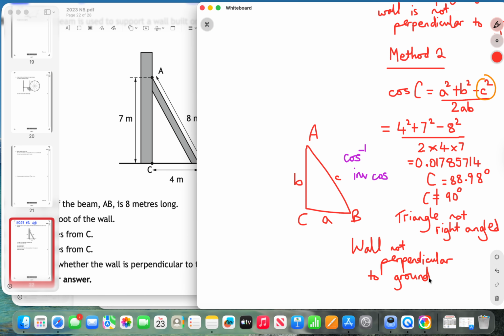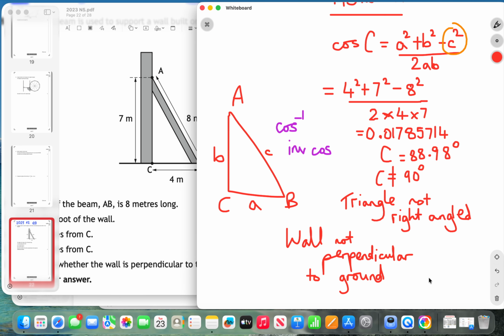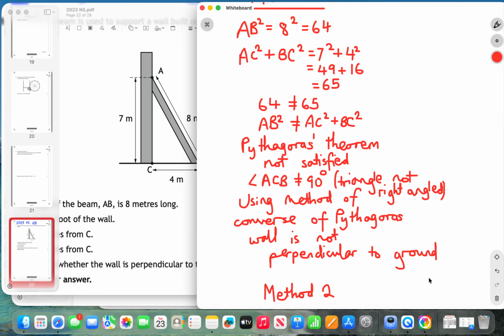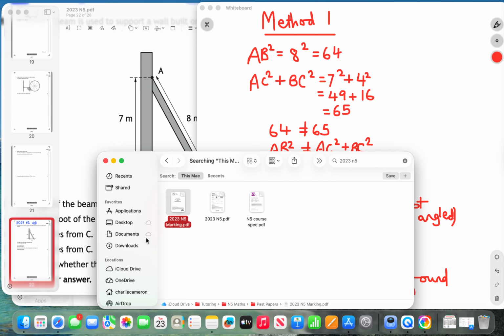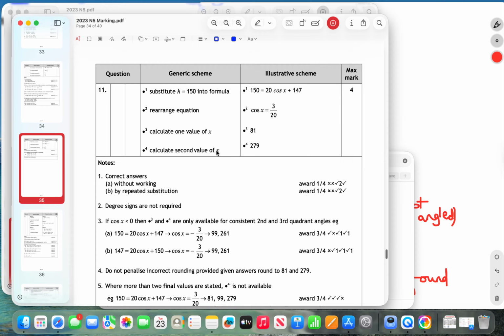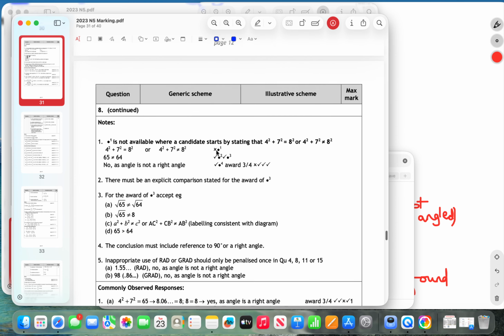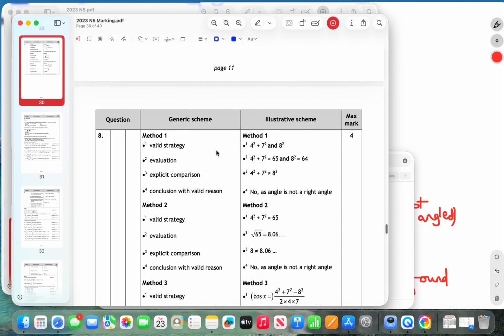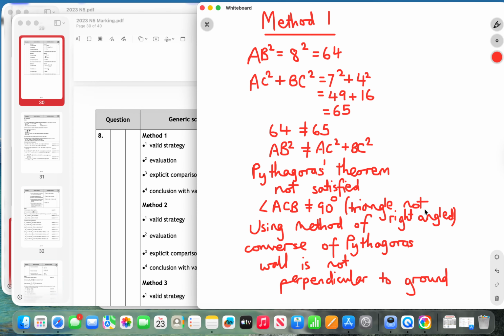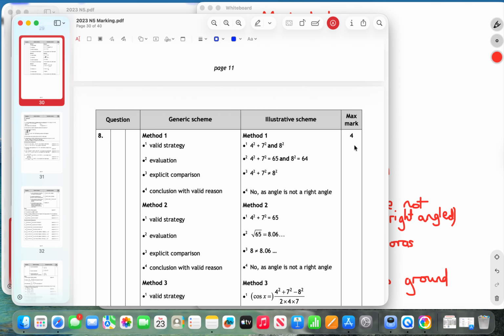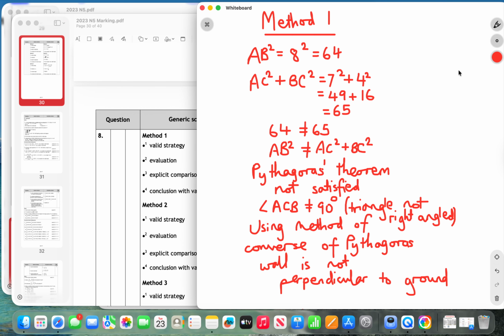And that's us finished then. Let's have a look at how the SQA would mark both of these methods. It doesn't matter which one you use as long as you use it correctly. For method 1, the first mark is for the strategy.